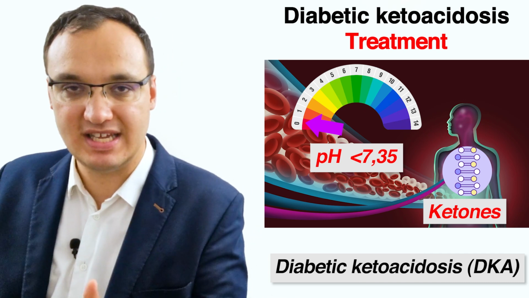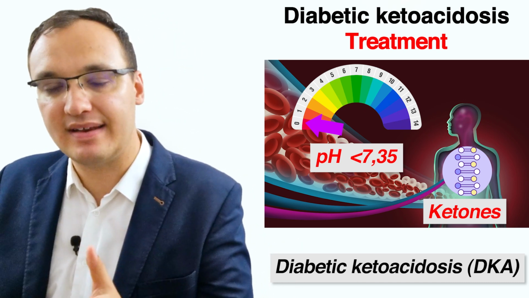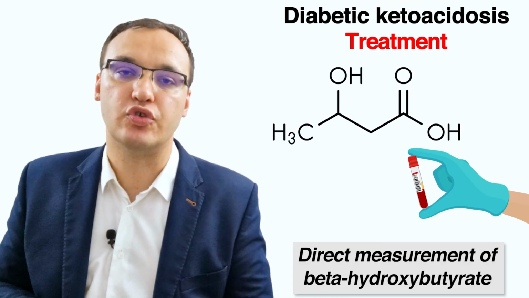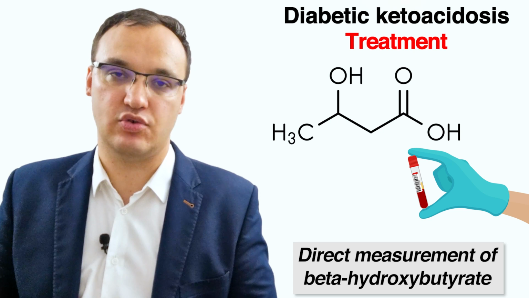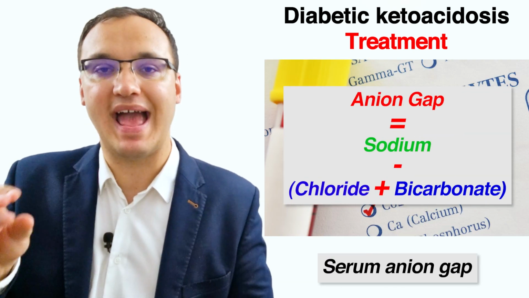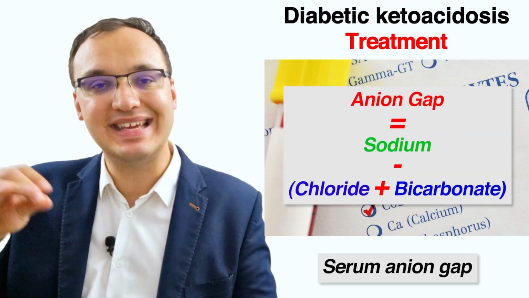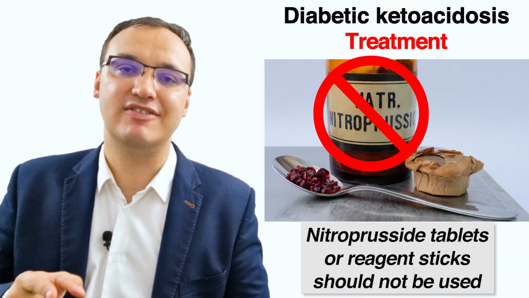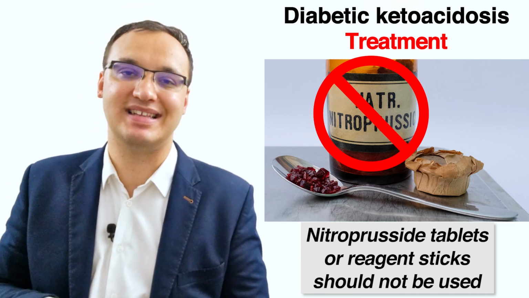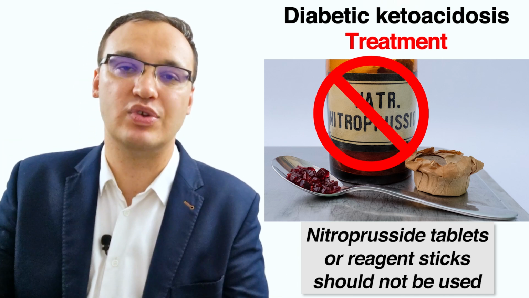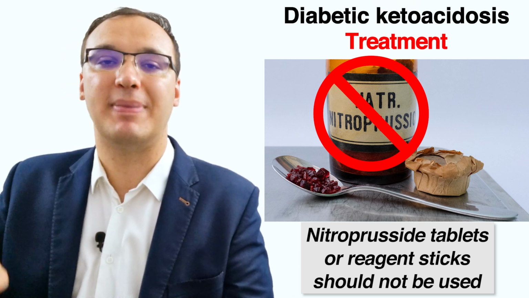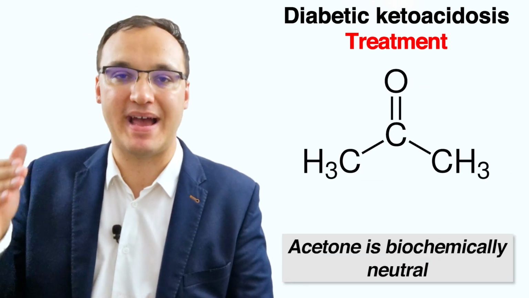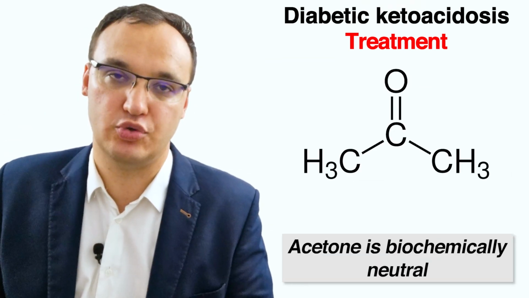And the course of ketoacidemia, so acidic ketones in the blood, can be assessed by direct measurement of the beta-hydroxybutyrate, which is the major circulating keto acid. And also the measurement of the serum anion gap can indicate the extent of this ketoacidemia. And it's important to note that nitroprusside tablets should not be used, since they react with acetoacetate and acetone, but not with beta-hydroxybutyrate. This is a very common misconception. So acetone is biochemically neutral and does not contribute to ketoacidosis.